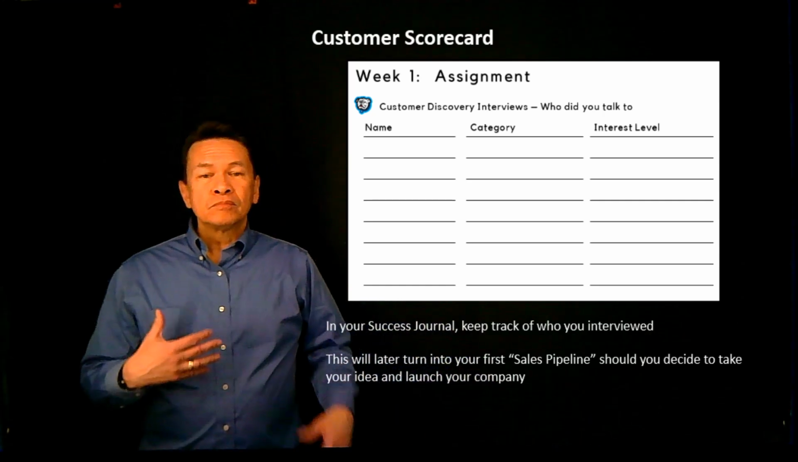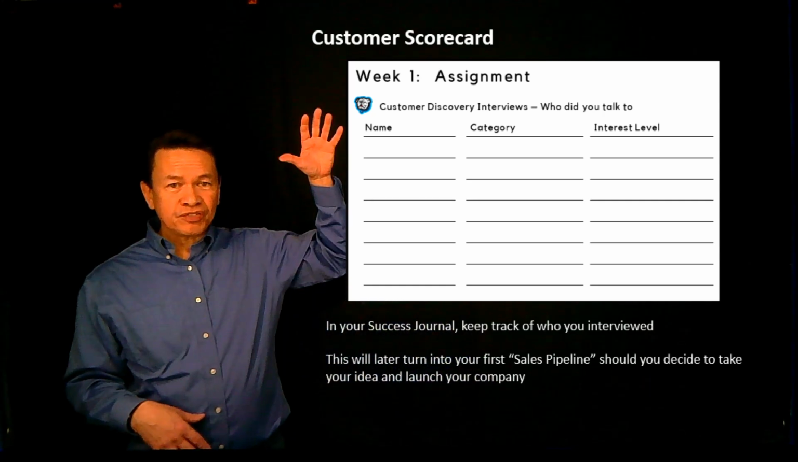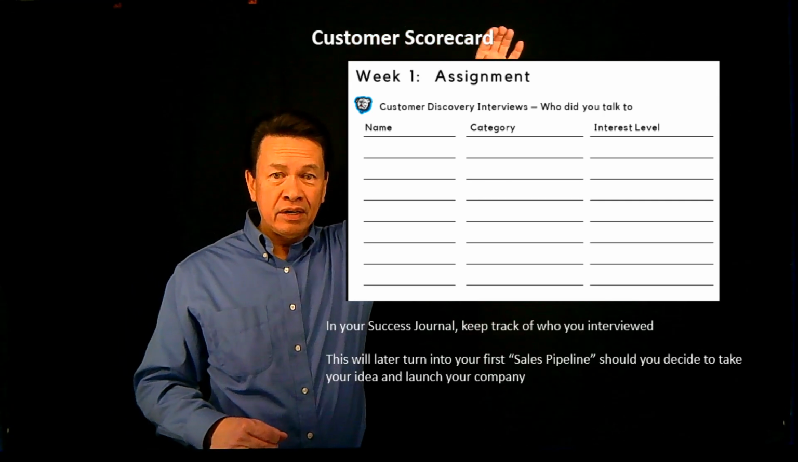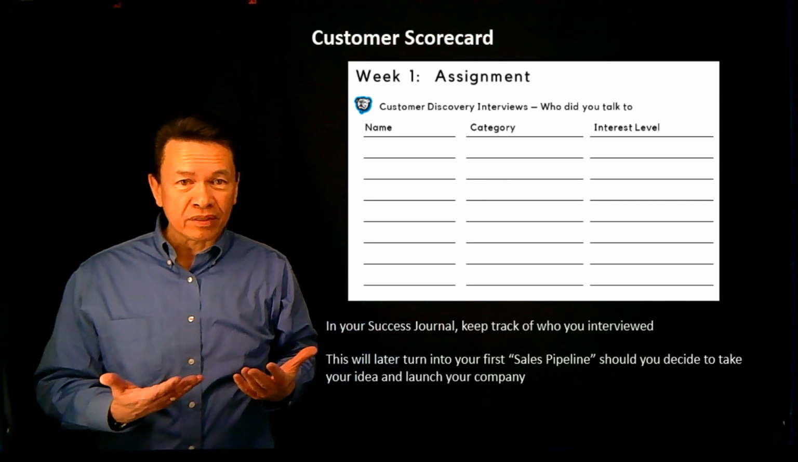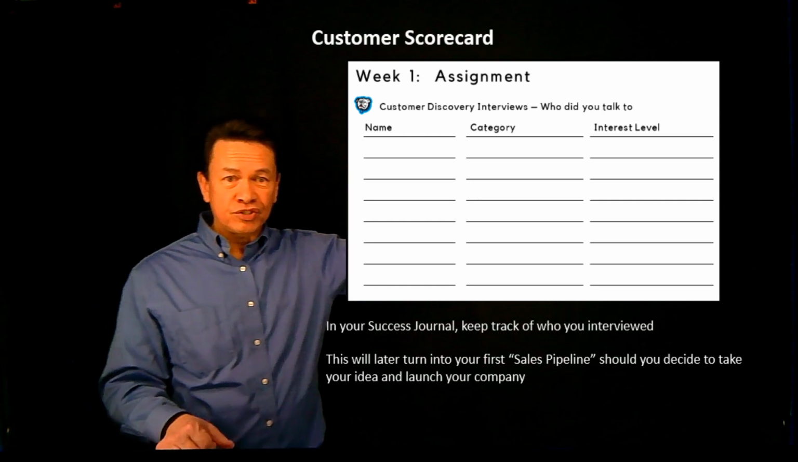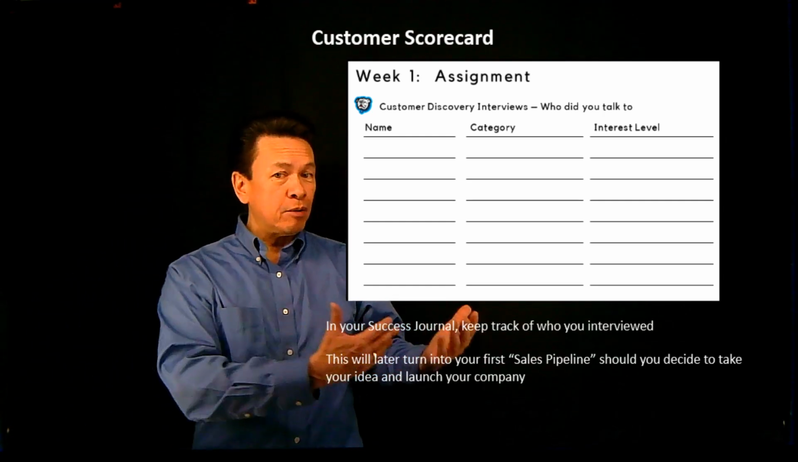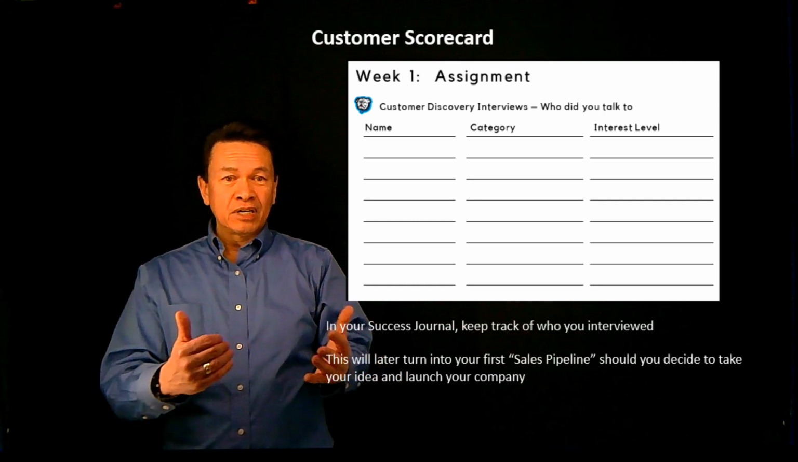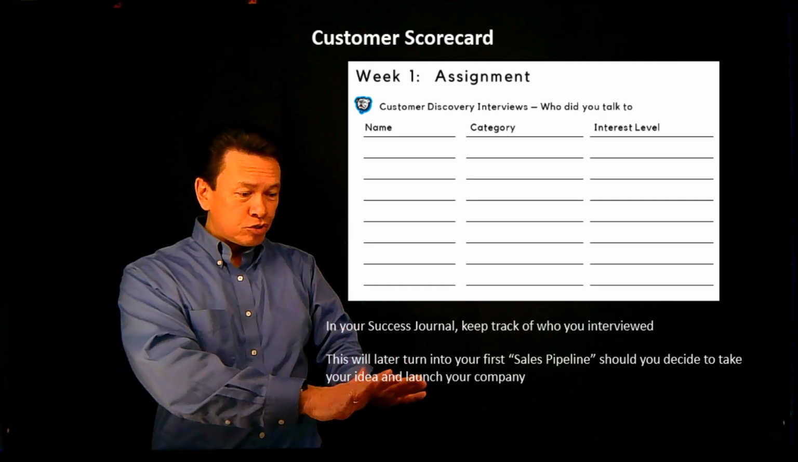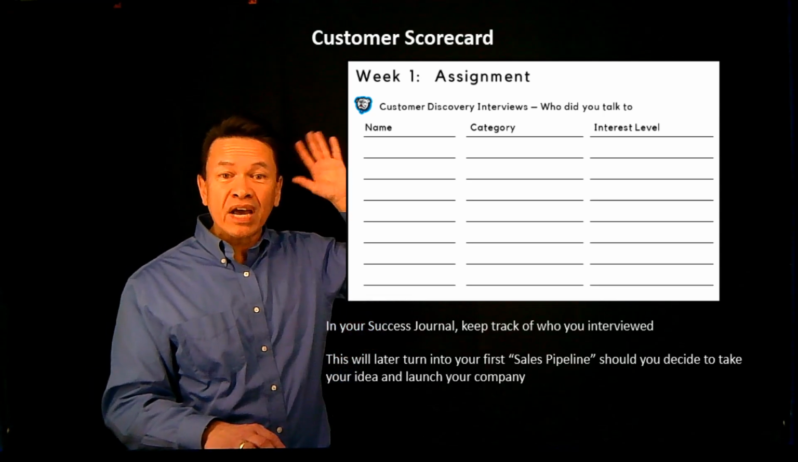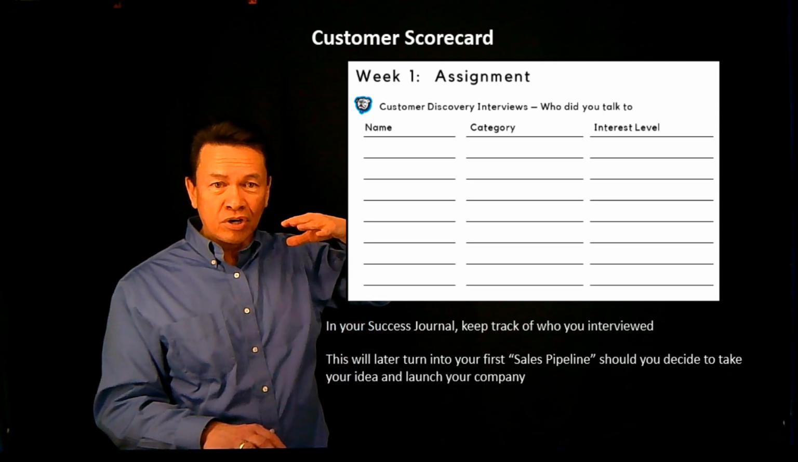Okay, so on your assignment every week, basically keep a track, what I call a customer scorecard, right? Keep a track of who you spoke with. Okay, in this case, what their names were. You have their contact information somewhere. Category, where are they a potential customer? Are they an early adopter potentially? Some of those, are they a potential partner, vendor, supplier, competitor? So keep track of what type of customer or what kind of person that you talk to.